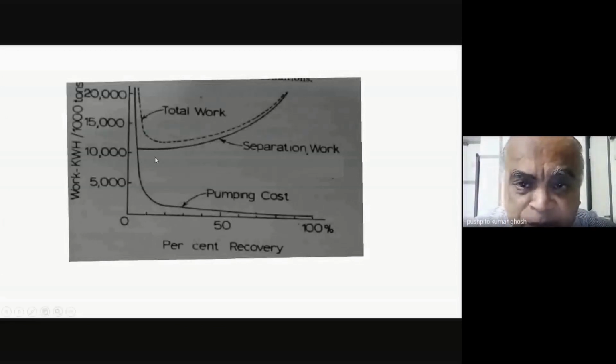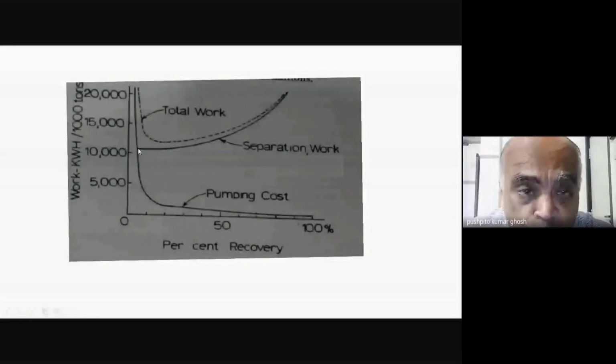Say, for example, we have seen that the separation work will get less and less when I try to recover less amount of water. So if I'm taking 1000 liters and I recover only 1 liter, obviously I require less energy than if I'm taking 1000 liters and I'm trying to recover 500 liters of water. So the separation work will go down as I'm recovering less. But the problem is that I have to obviously pump more water in that case. So my pumping cost goes up as I recover less.